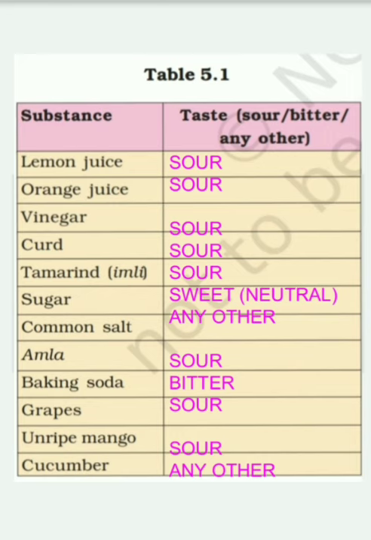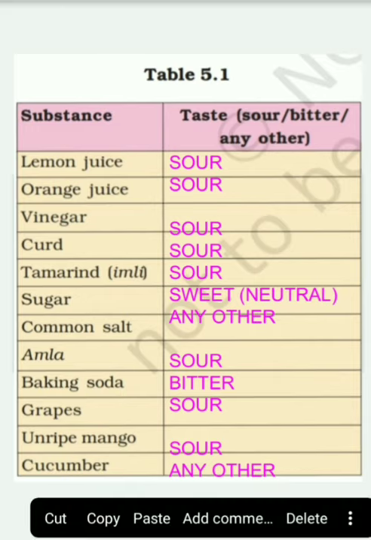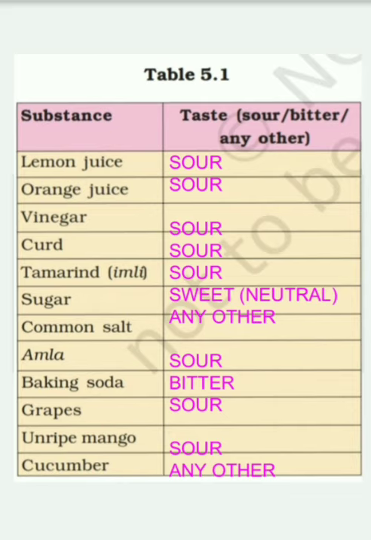Here in table 5.1, some substances are listed. What is the taste? Is it a sour taste or bitter or any other taste? The lemon juice, orange juice, vinegar, curd, tamarind, amla, grapes, unripe mango, they are sour in taste. And then sugar, common salt, and cucumber, they are in the any other taste category. And then baking soda, that is bitter in taste.